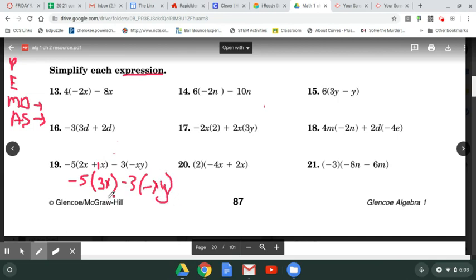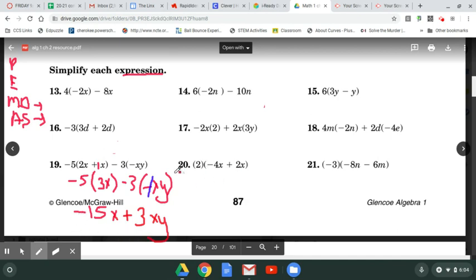So now what's the next thing we do? Right, multiplication. Negative 5 times 3x is negative 15x. And then negative 3, there's an assumed 1 right in front of here. So negative 3 times negative 1, a negative times a negative is positive. 3 times 1 is 3. And then we just tack the x and y behind it.